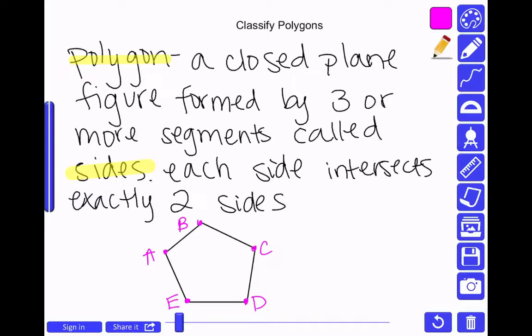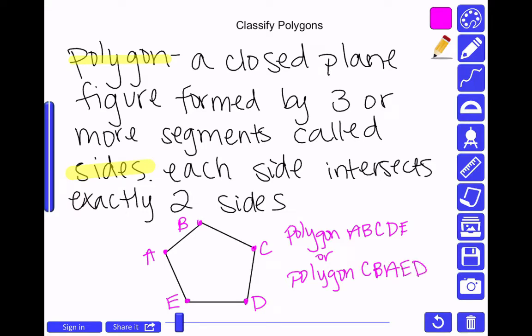So here we have polygon A, B, C, D, E, or we could call it, for instance, polygon C, B, A, E, D. When you're naming the polygon, you want to make sure that you name the vertices in order. So I started with A and then went to B and I went around that way, or I could start with C and go around the other way. But you need to make sure that they are in order. So the sides of this polygon are segment AB, segment ED, segment CD.